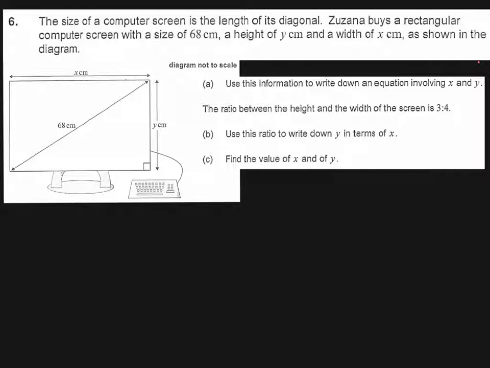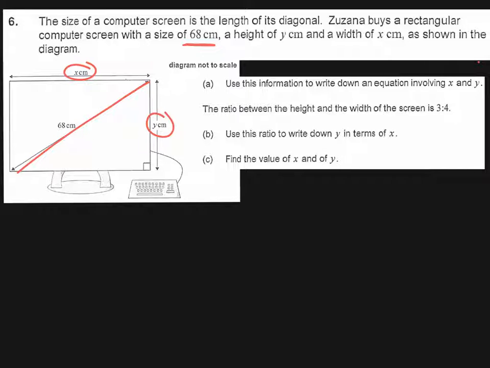In question 6, we are looking at computers, and we're told that a computer screen is the length of its diagonal. In this particular case, we are looking at a screen that's 68 centimeters. We've got y, which is the height, and x, which is the width, and we're asked to use this information to write down an equation involving x and y.